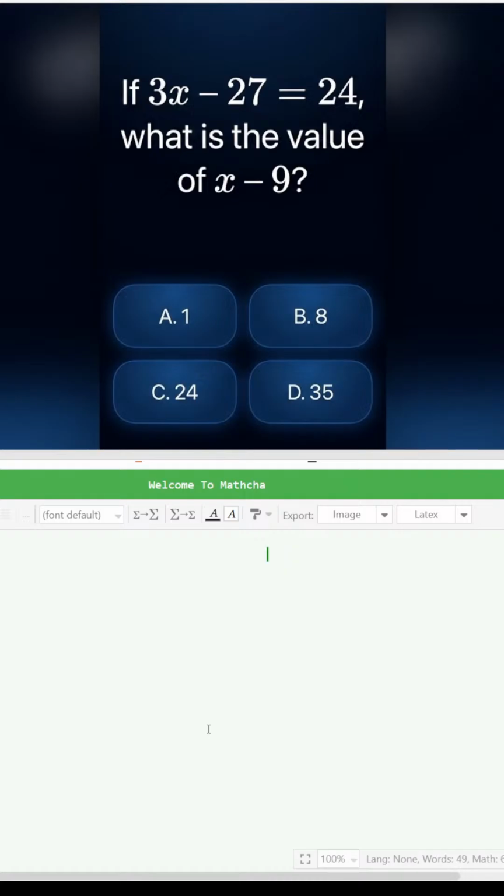Okay, so now the next question is, if 3x minus 27 is equal to 24, what is the value of x minus 9? So let us write that down.